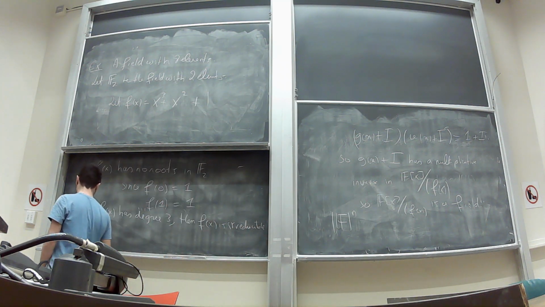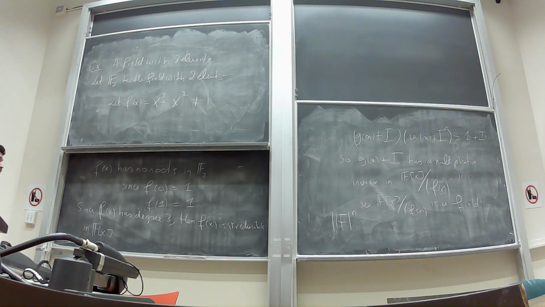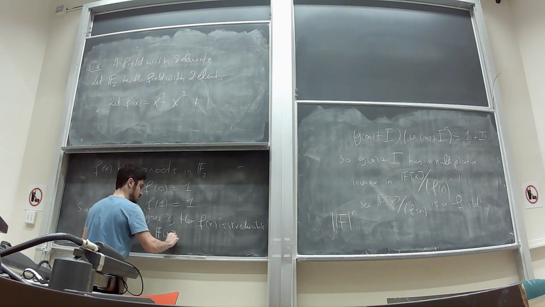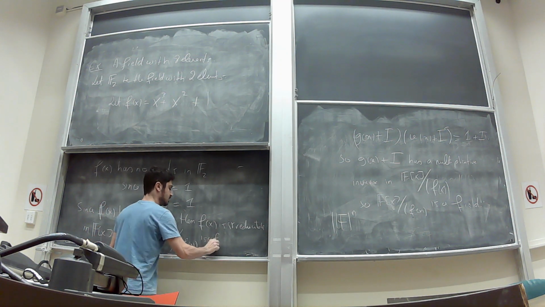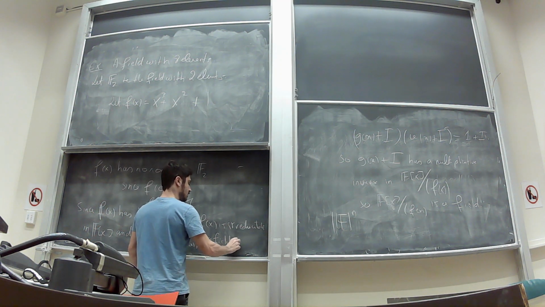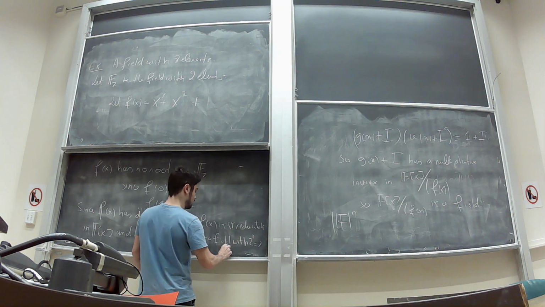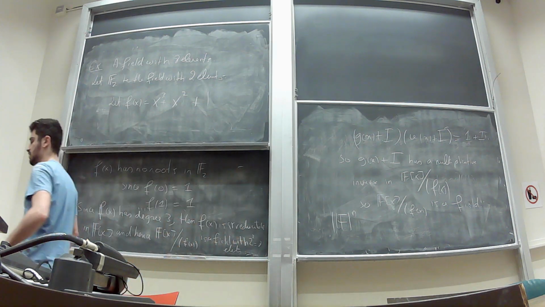In F of x. And hence F of x modulo f of x is a field with 2 cube elements. Okay?